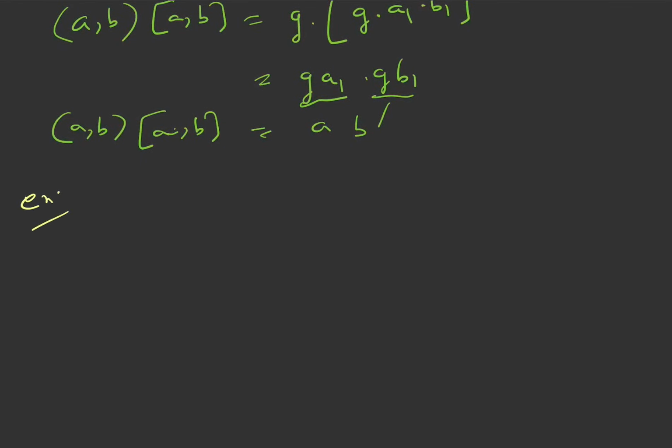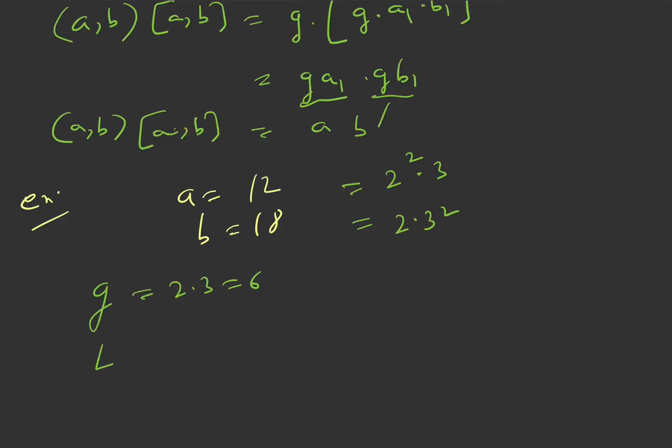For example, let us take A is equal to say 12 and B is equal to 18. If you find out the GCD, let us prime factorize this. This is 2 square into 3 and this is 2 into 3 square. So GCD is how much? It is 2 into 3, which is 6, and LCM you can take 2 square into 3 square, right? So this is 4 into 9, that is 36.